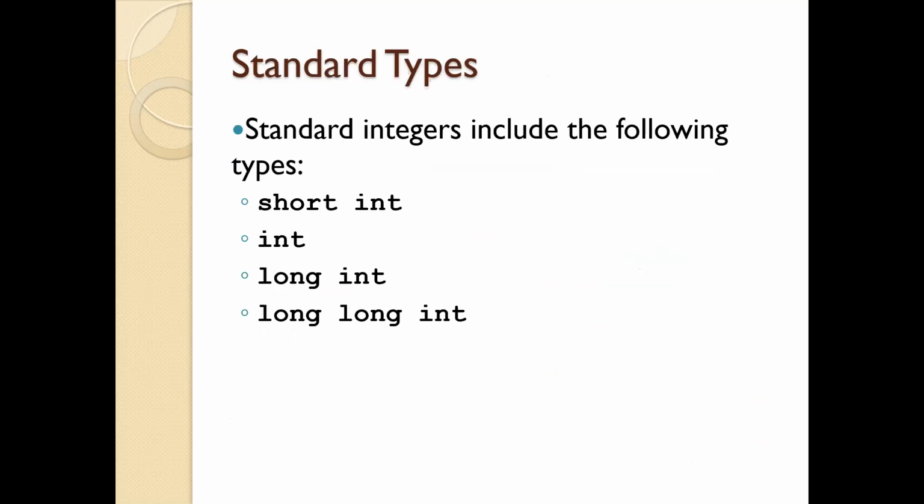So there are standard types. Standard integers include the following. Look at all the options. You have short int, you have int, long int, long long int, right? All of these have to do with the fact that they're a little bit bigger than the other one. Okay, and that's really the idea here.